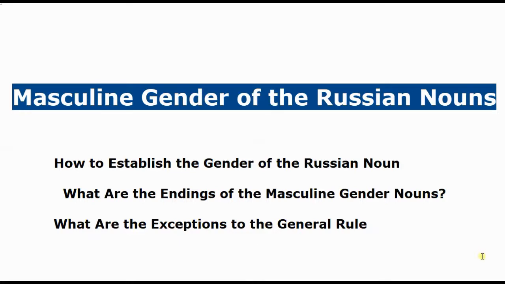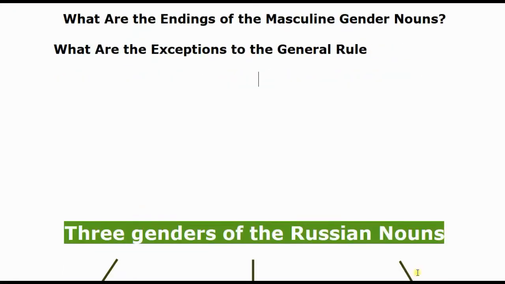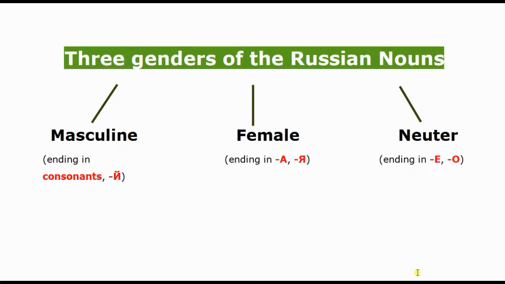We're going to be talking about what are the endings that show us that this particular noun belongs to the masculine gender, and we'll also be talking about some exceptions, because of course there are exceptions to the general rule. So after watching this video you'll know what these exceptions are. So let's start from the very beginning, and first let's talk about the three genders of the Russian noun.